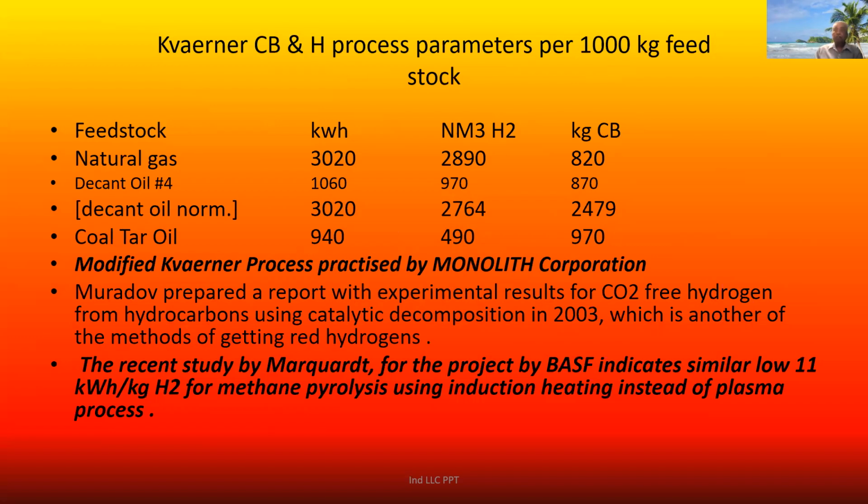And this modified process is practiced today by Monolith Corporation in making printing ink carbon, and they have not been utilizing the hydrogen. The recent market increase has made them start utilizing the hydrogen for that process, which they are doing by adding additional steps. They're planning a big project in the middle of America.